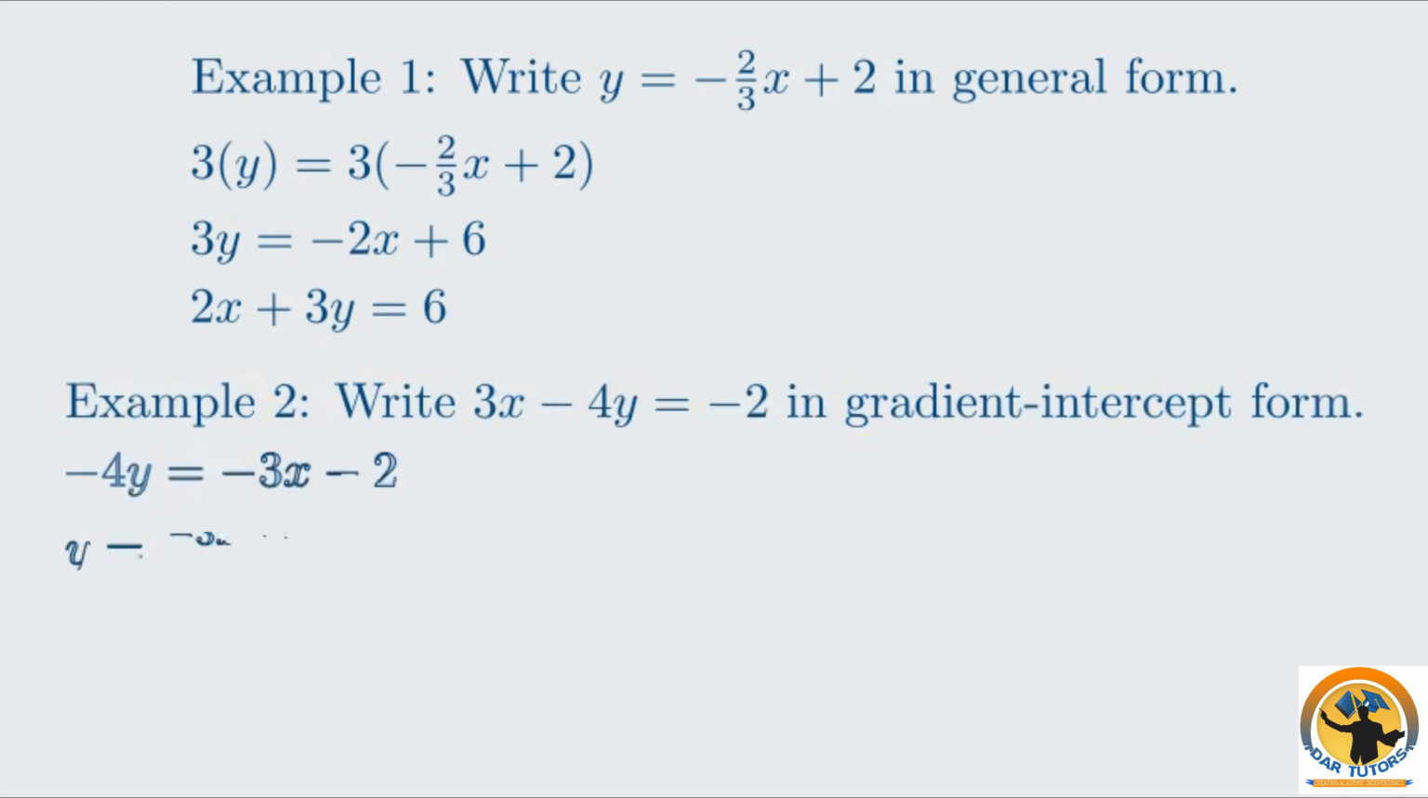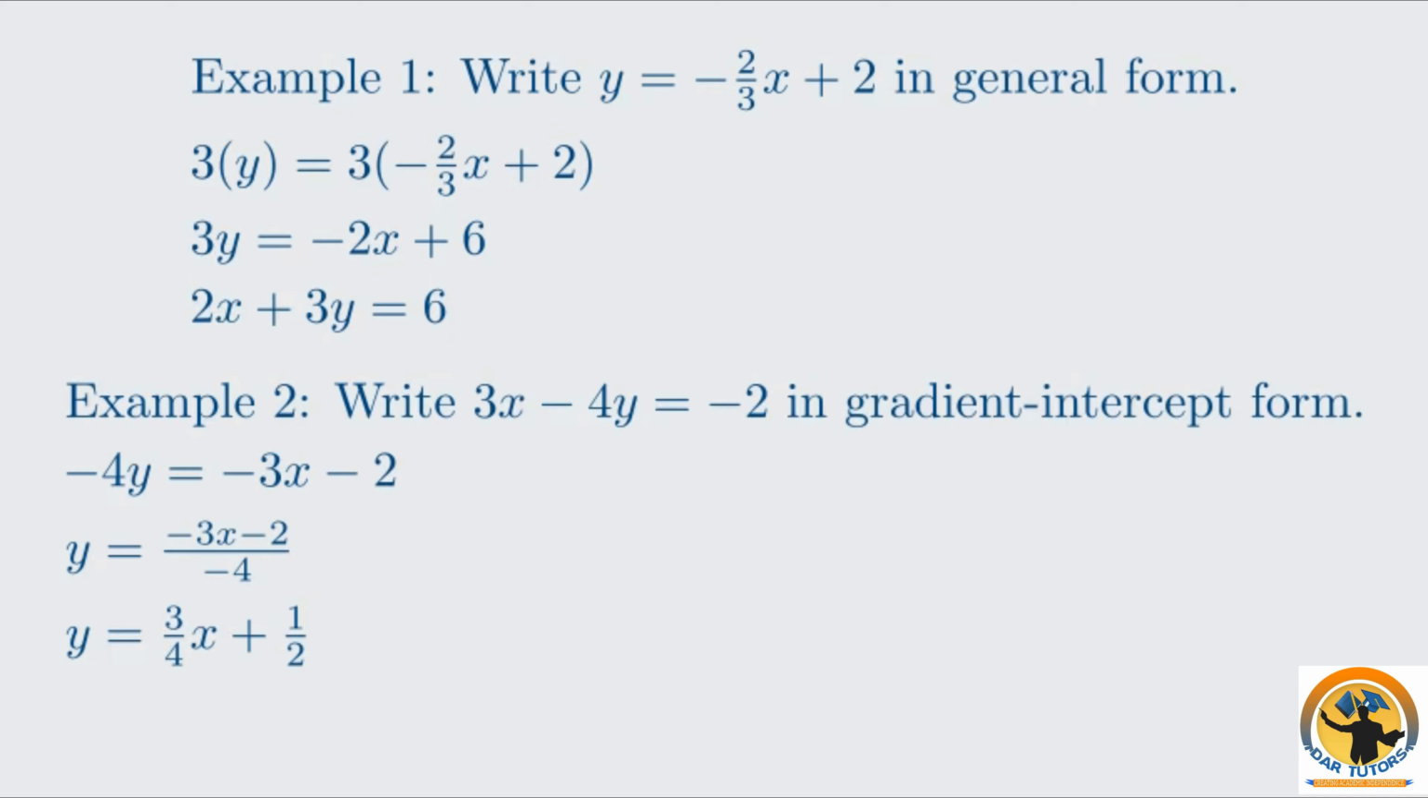Second, write 3x minus 4y equals -2 in gradient-intercept form. We need to isolate the y term. Subtracting 3x gives -4y equals -3x minus 2. Dividing everything by -4 gives y equals -3x over -4, which simplifies to y equals 3/4 x plus 1/2. We have successfully converted to y equals mx plus c.